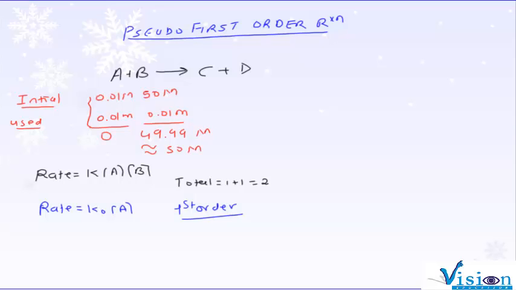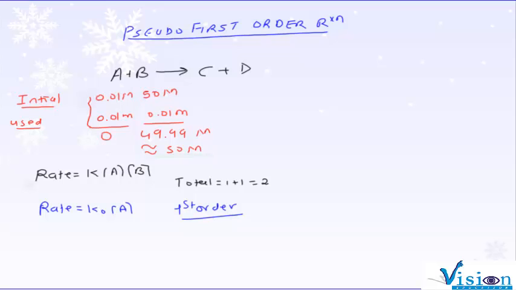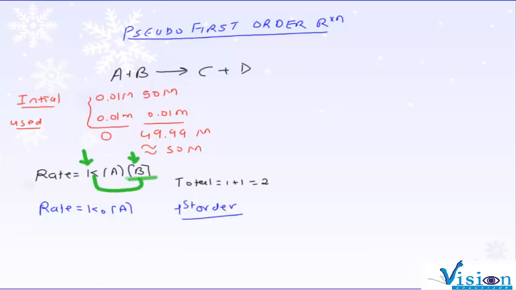So what do we get here? Throughout the reaction, the concentration of B remained constant. Initially it was 50, and after the reaction it is again 50. That means the concentration of B remains constant. So since this is constant and we already have another constant, the rate constant, can I combine these two constants and get a new rate constant k0? So k0 equals k into the concentration of B.